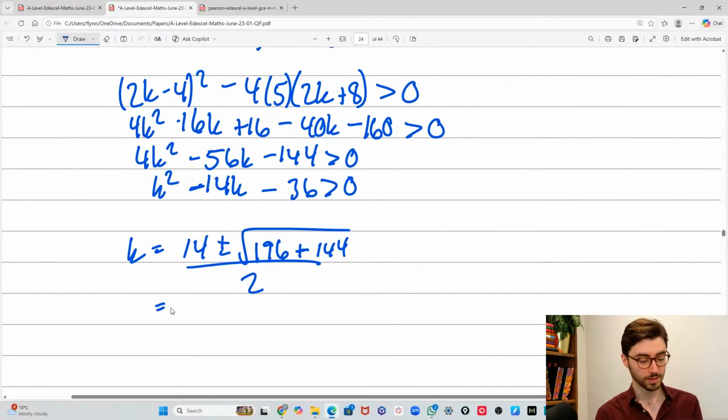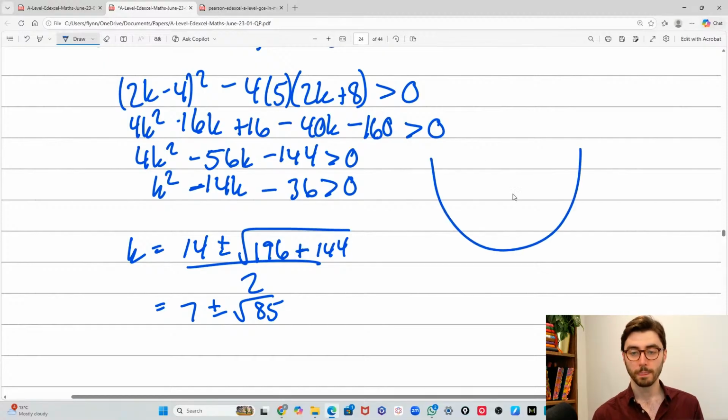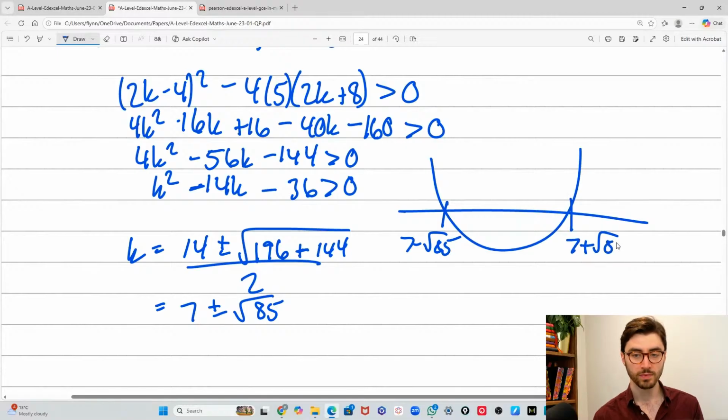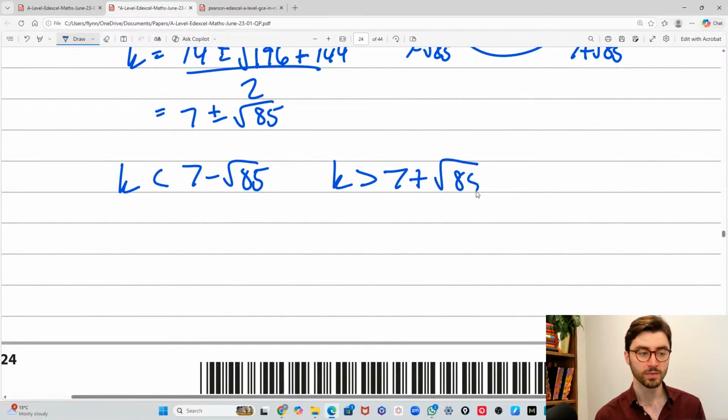So 14 plus square root 196 plus 144, all over 2, is 7 plus or minus root 85. All right, so boom, graph. This would be 7 minus root 85. This would be 7 plus root 85. We want this thing to be bigger than 0, so that happens on this branch and this branch. So we need k to be less than 7 minus root 85, or we need k to be bigger than 7 plus root 85.